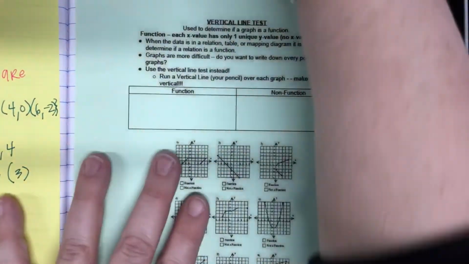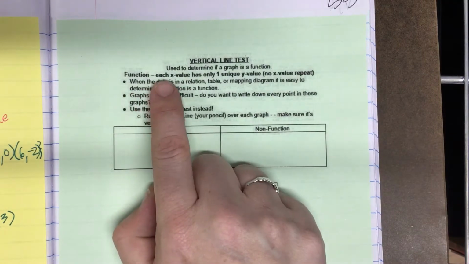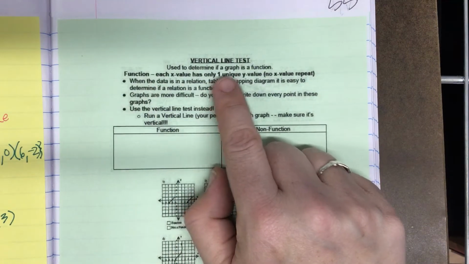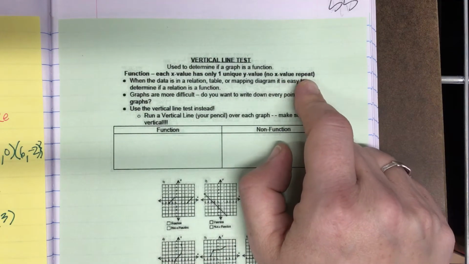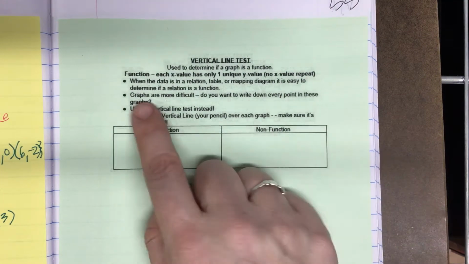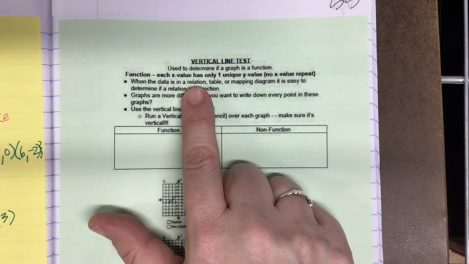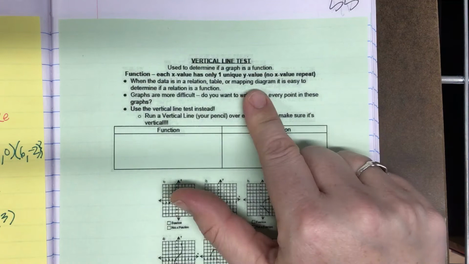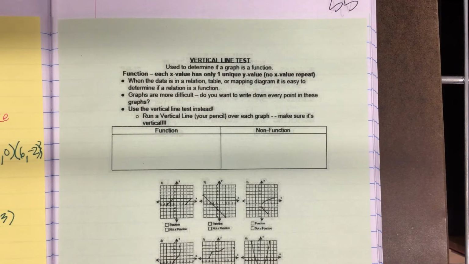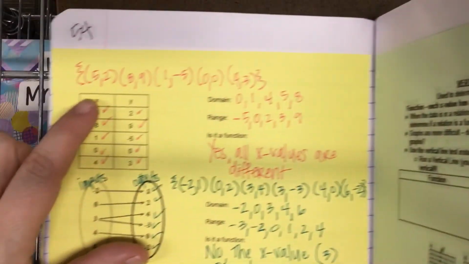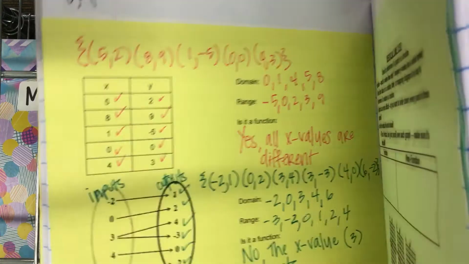But what if you're given a graph? Well, we have to look: does each x value have one unique y value, meaning no x's repeat? Same rule. When the data is in a relation, ordered pairs, a table, or a mapping diagram, it's easy because you just look at the x's. You just go over here and look at the numbers, and you can say yes or no. It's a function or it's not a function.